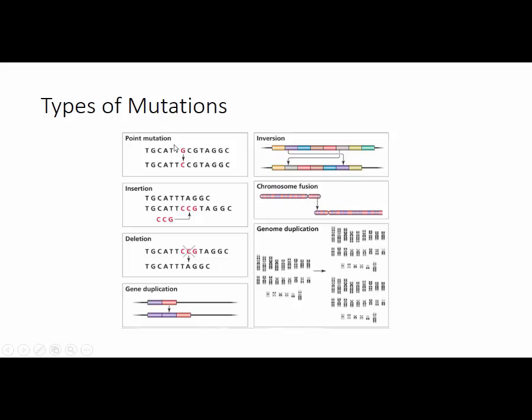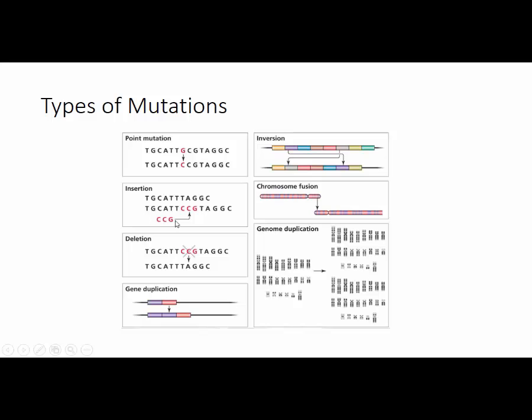So anyway, different types of mutations that you need to know. A point mutation is where you take just one nitrogen base and a different one is inserted in its place. So it's just at one point in the gene where there's a change or a mutation, a change in that nitrogen base. So that's called a point mutation.